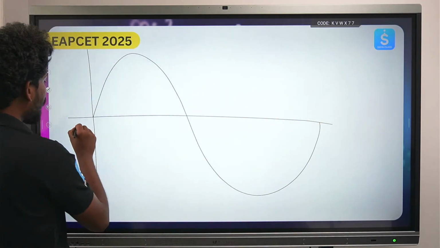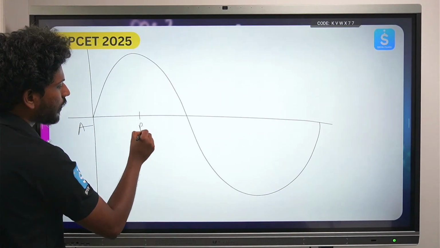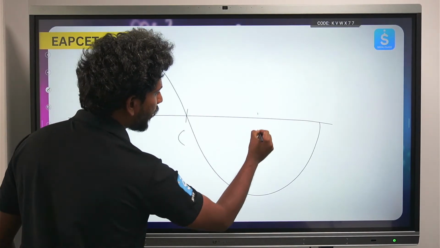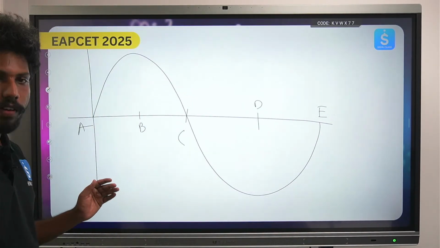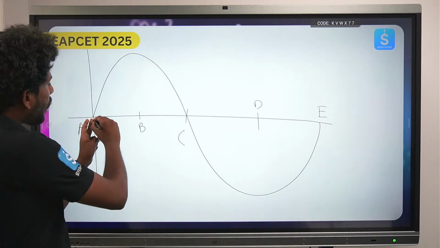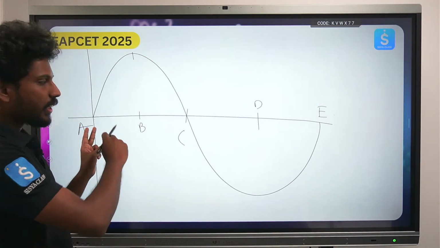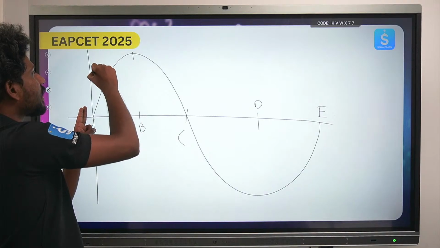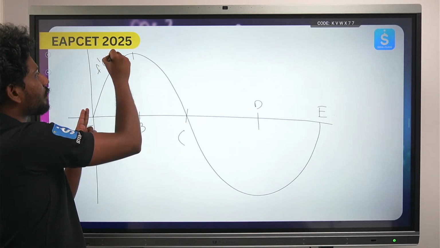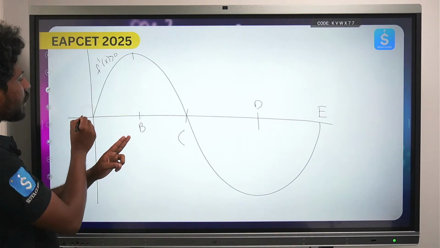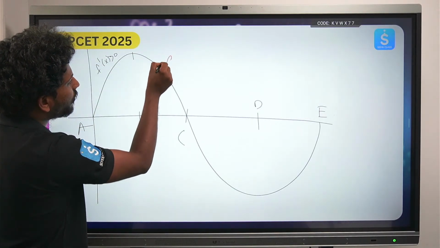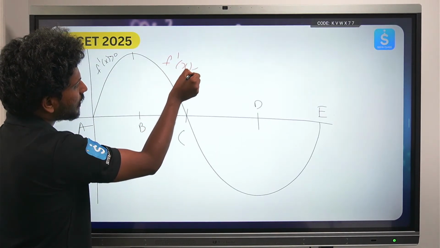Okay, now let's take point A, point B, point C, point D and point E. Now in this whole graph, if you look from point A to point B, the function is increasing. In fact I can say that f dash of x is positive, greater than 0. From point B to point C, f dash of x is less than 0.